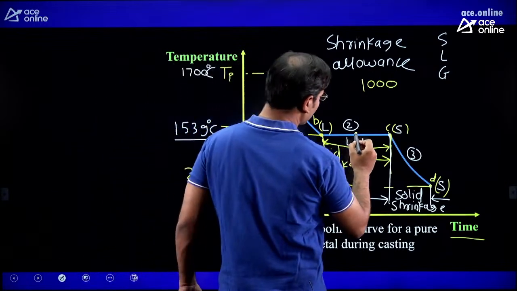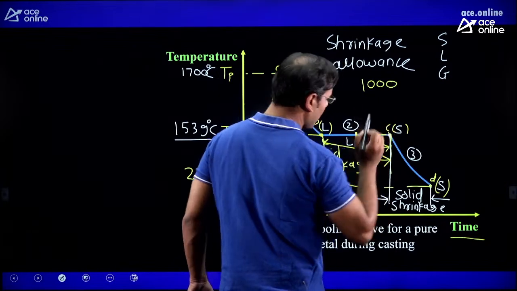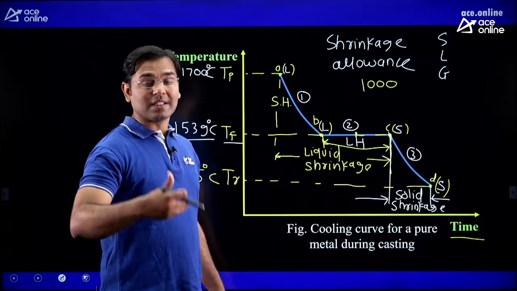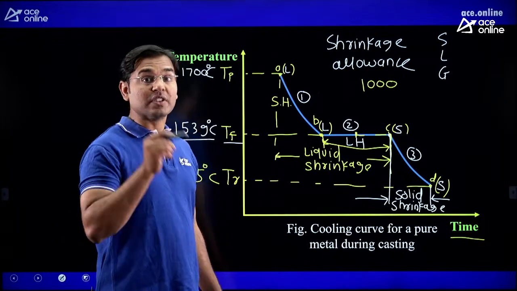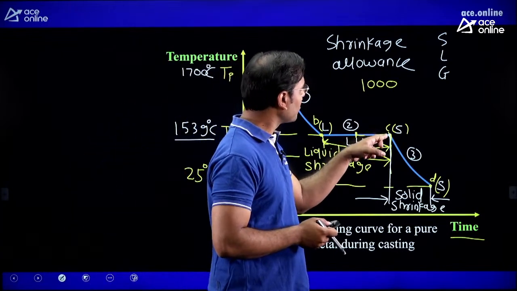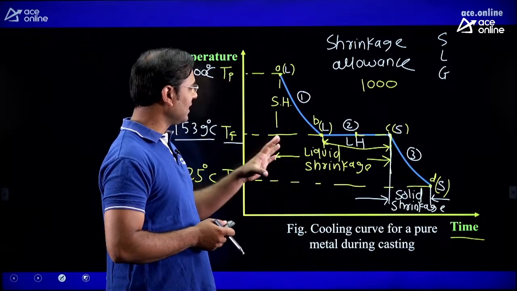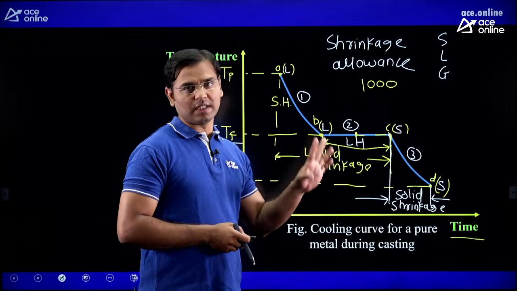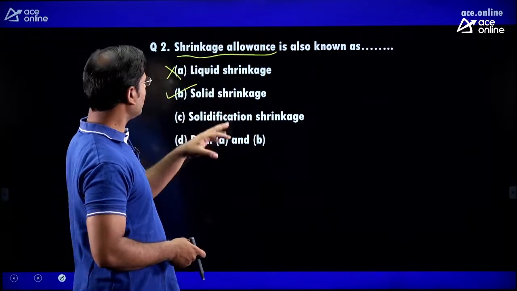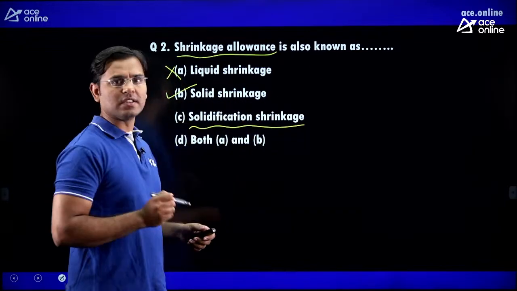Then again, as we wait, what happens finally at point C? The last drop of molten metal, the 1000th drop, will convert into solid at point C. Then the liquid is converted into solid, and that is known as solidification shrinkage. Then what was the question? The shrinkage allowance is also known as solid shrinkage, but here I explained what solidification shrinkage is.